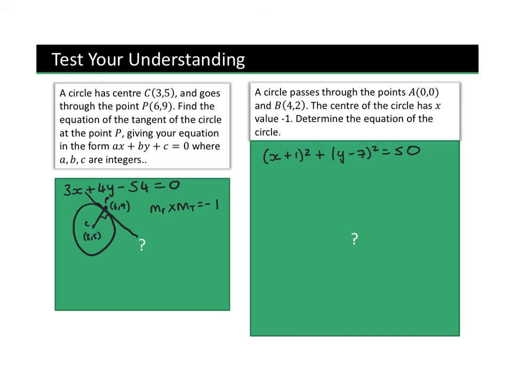So what I'm going to do is find the gradient of the radius. So 9 minus 5 over 6 minus 3 equals 4 over 3. So this is the gradient of the radius.